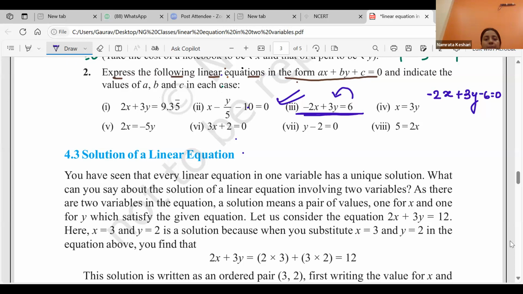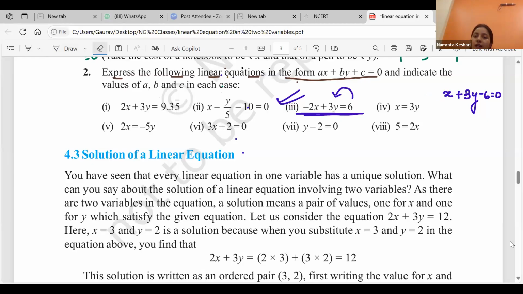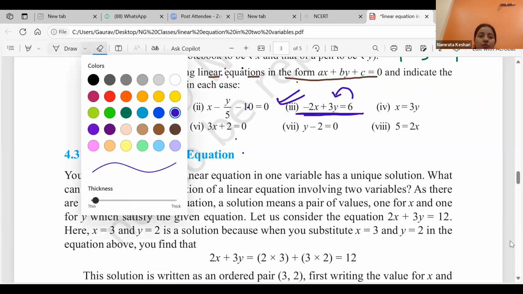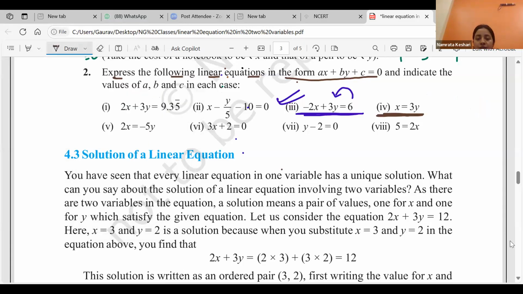Yes, ma'am. Yes. Now let's do the next one, x equals 3y. Okay, one by one. Let's do it. At first I'll be asking Gauri, next one I'll be asking Chakrika, next one I'll be asking Vaiga. Let's do it that way. So the fourth one, yes, Gauri, how to do it?